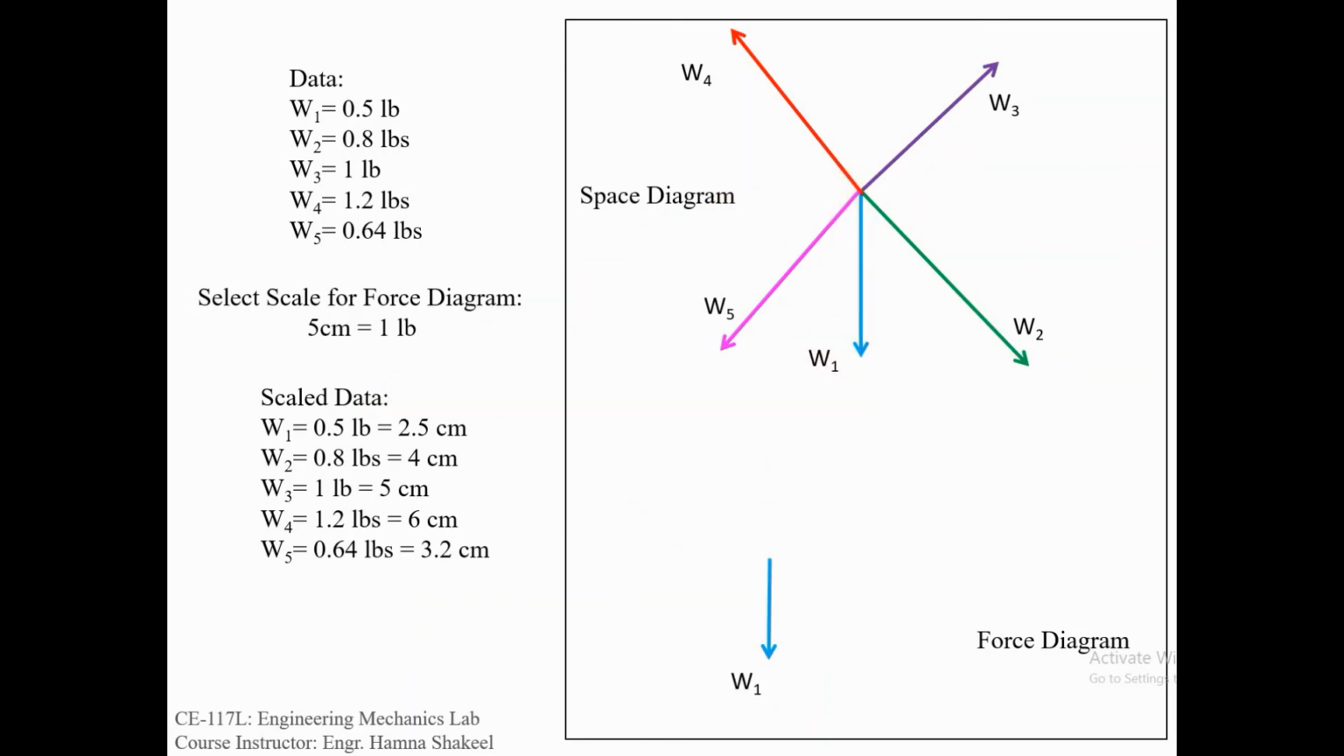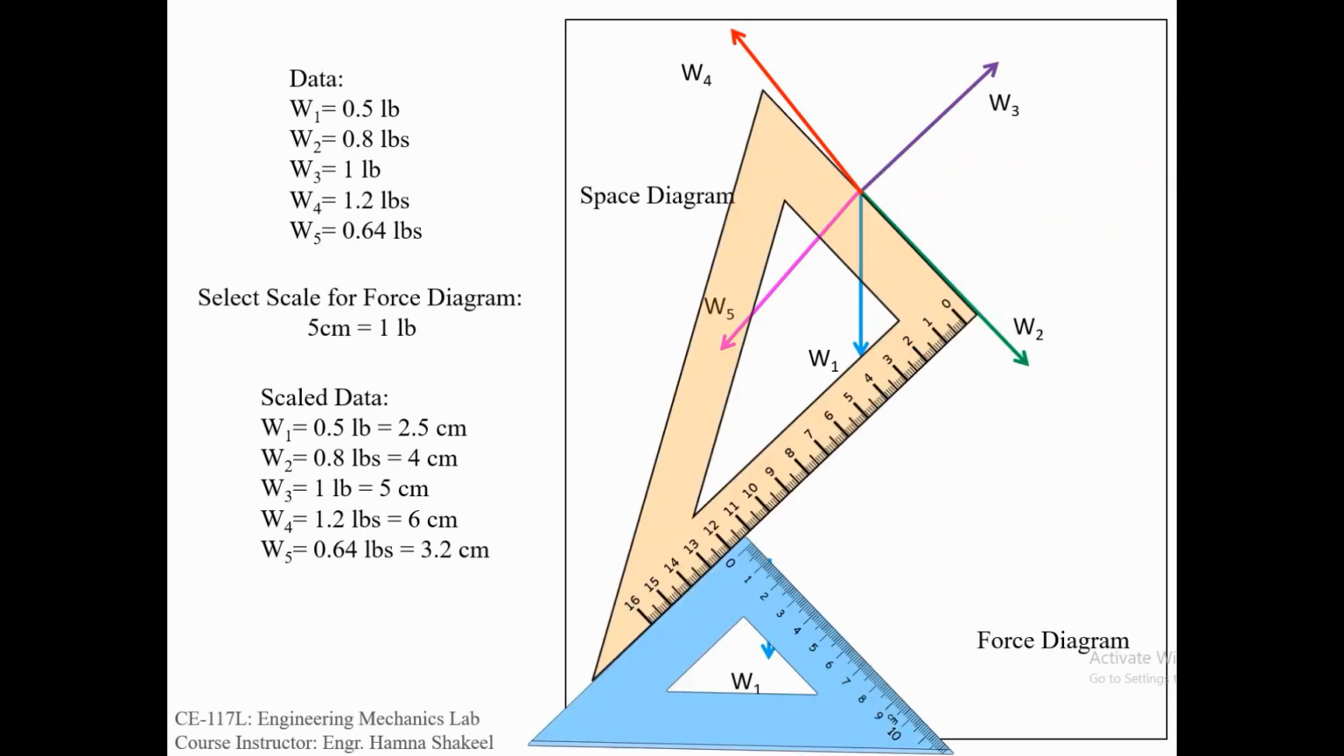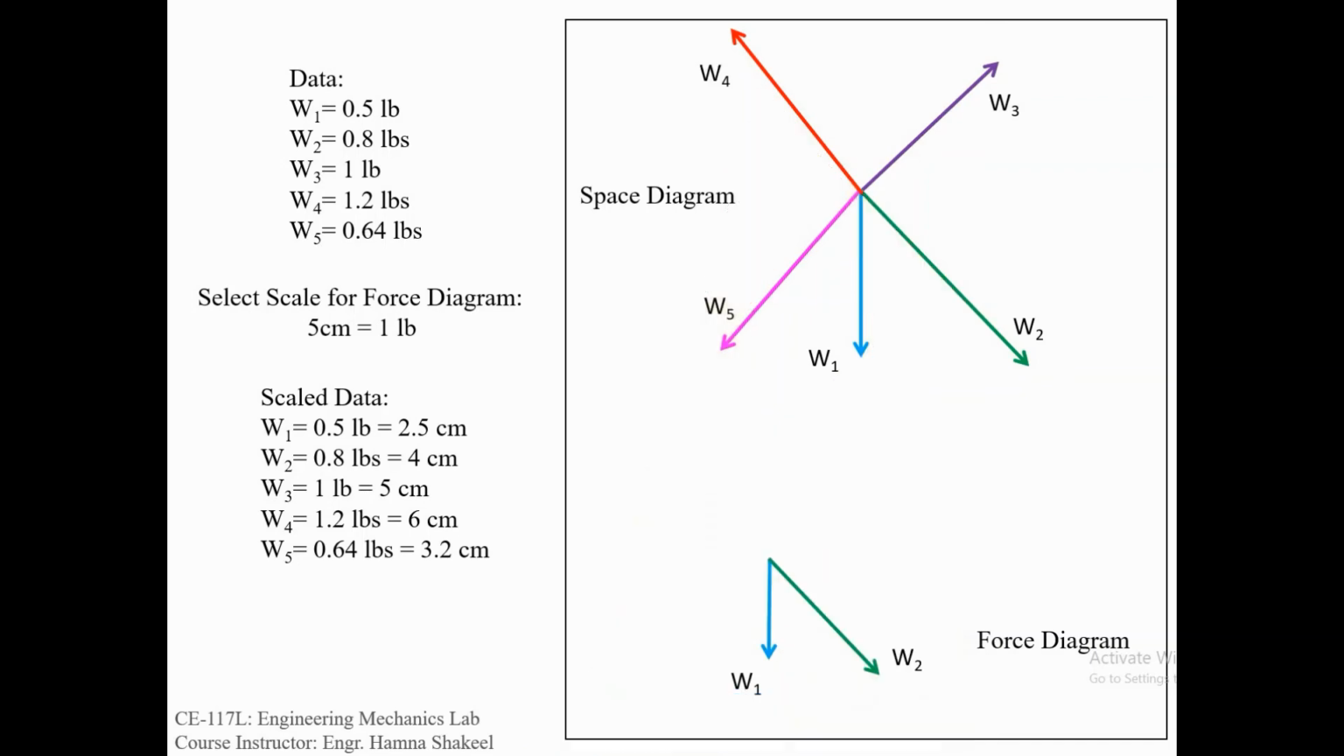So you got W1. Similarly, you have to do the same thing for W2. And the length of W2 is 4 centimeters. That is representing 0.8 pounds as per your scale. Right? So repeat the process for W3, W4 and W5. So this will give you your force diagram. Now this diagram is correctly representing both magnitude and the direction of the forces. So this is the force diagram that we got from our experimental setup.